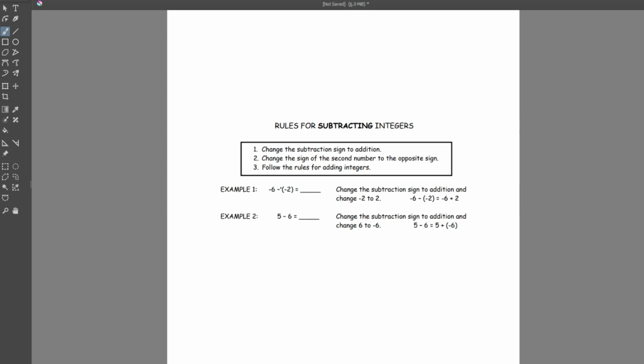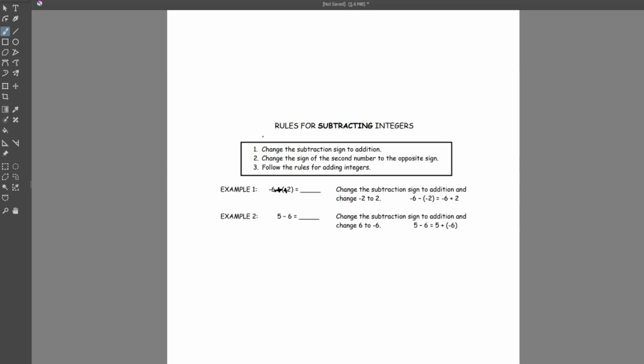So we've got -6 minus a -2. The first step is to simply change the subtraction into an addition symbol. So let me do that. All right. And then the second is you want to change the sign of the second number to whatever the opposite sign is. Well, since my second number here is a negative, I want to make it a positive. And then I just simply treat it as an addition problem.